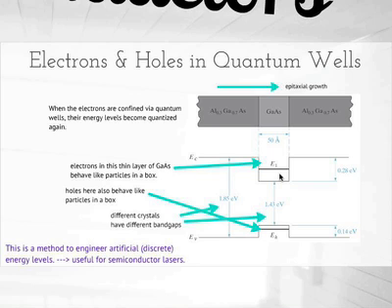So this is a method to engineer the artificial discrete energy level. So it's like an artificial atom. It's useful for light-emitting devices, light-emitting diodes, semiconductor lasers, and so on.